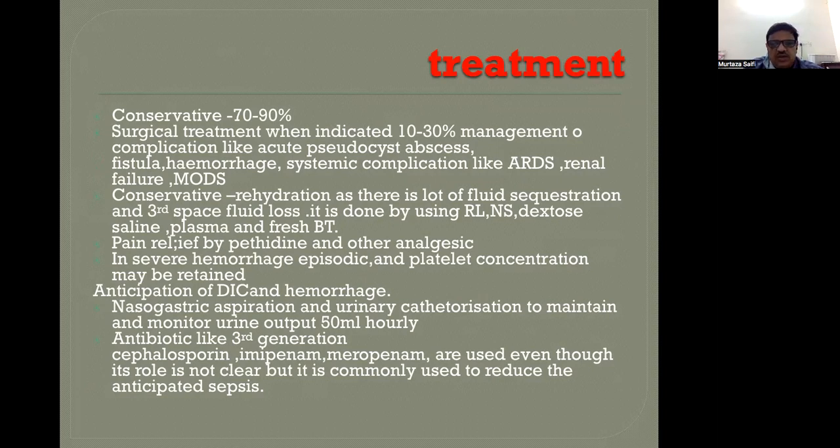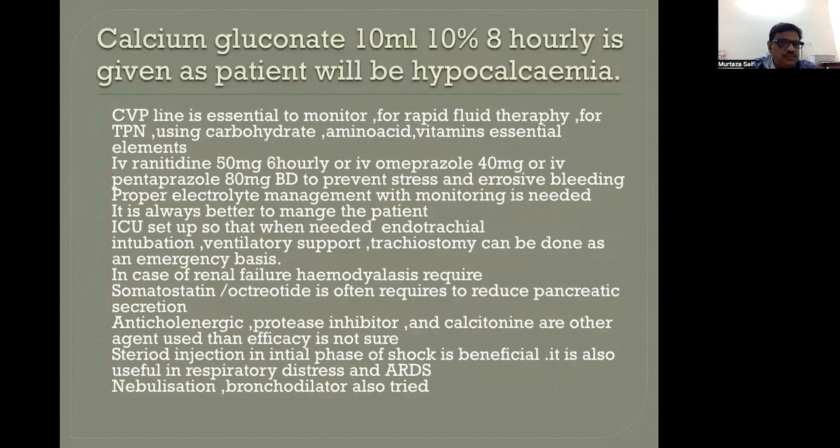Nasogastric aspiration and urinary catheterization to maintain and monitor urine output at 50 ml per hour. Antibiotics: third generation cephalosporin, imipenem, meropenem are used. Even though its role is not clear, it is commonly used to reduce the anticipated sepsis. Calcium gluconate 10 ml of 10% is given intravenously as the patient will be hypocalcemic. CVP line is essential to monitor rapid fluid therapy and for TPN using carbohydrate, amino acid, vitamin, essential elements. IV ranitidine 50 mg 6 hourly, or IV omeprazole 40 mg or IV pantoprazole 80 mg BD to prevent stress and erosive bleeding. Proper electrolyte management with monitoring is needed.